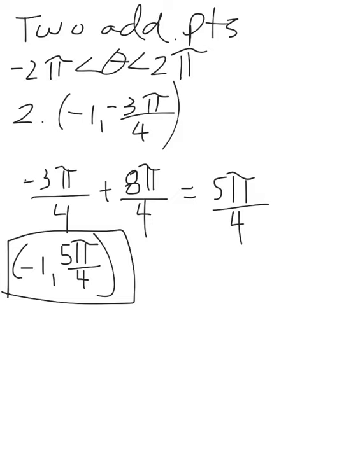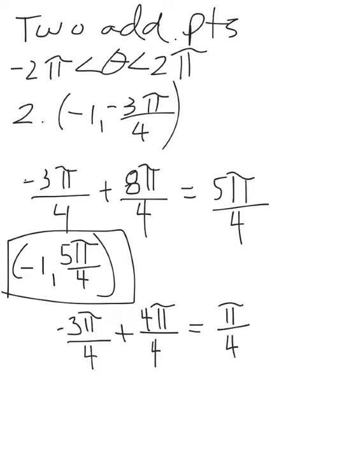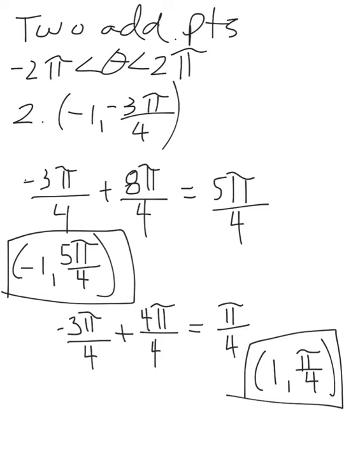Another way would be adding pi to it, or subtracting pi. I'm going to just add pi. So if I add pi, I'm going to put a denominator of 4, and then I want the numerator to be the same to make a pi. So negative 3 pi over 4 plus 4 pi over 4 gives us 1 pi over 4. And then that changes our radius from negative to positive. So I change the negative 1 to a positive 1, and then my rotation theta would be pi over 4. So there's 2 more points that would give you the same coordinate as negative 1 comma negative 3 pi over 4.